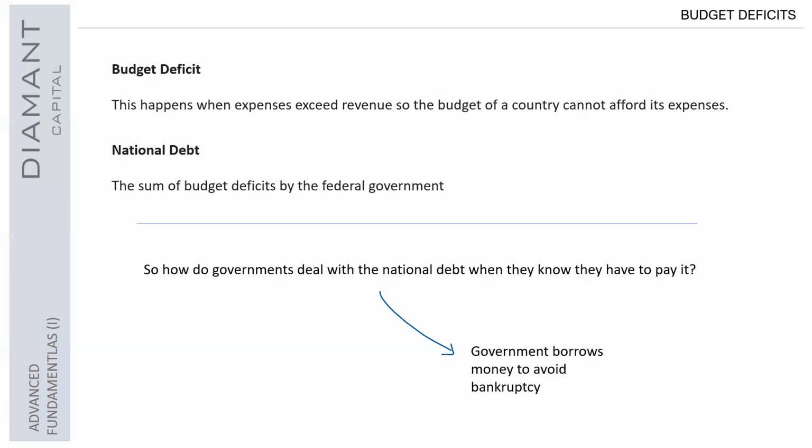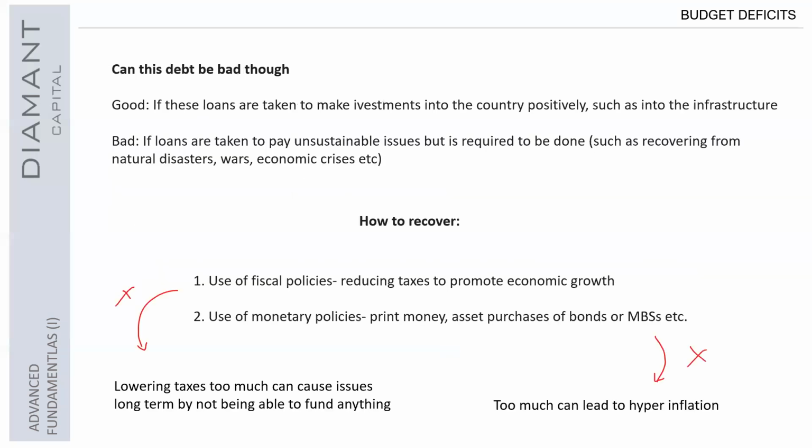Hence why, there's this interesting website, it shows the debt for every single country at the time, and you'll see for the US one, it's a crazy number, and it's always increasing all the time. Can this debt be bad though?